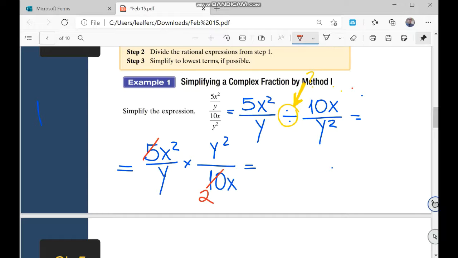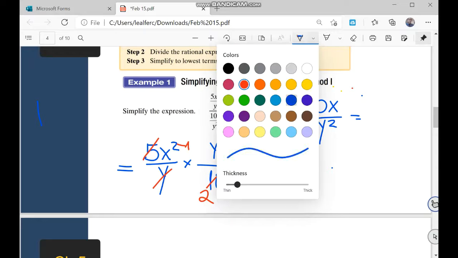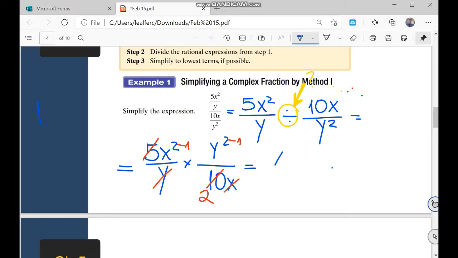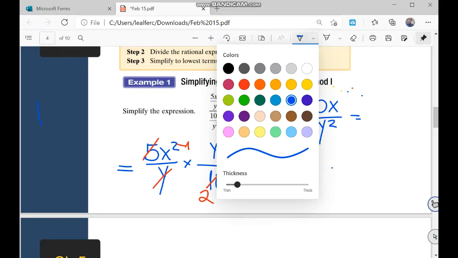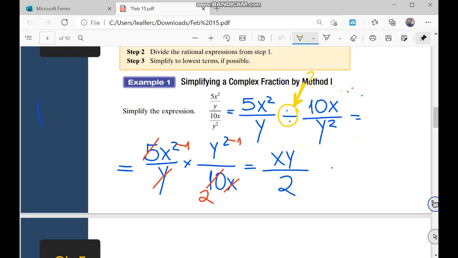If you have 5 and 10, you simplify. This is 2. If you have a y here, you can subtract. If you have x, you can subtract from the exponents. And then you will have xy over 2. This is the answer. So very, very simple.